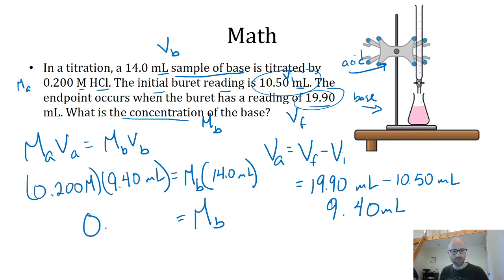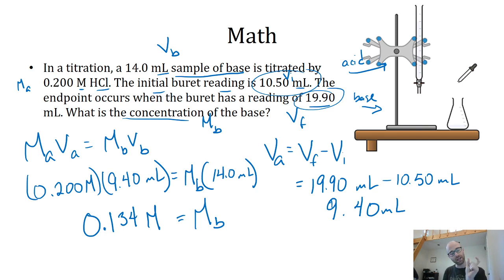The concentration of the base, as we've done the reaction, is 0.134 molar. Does this answer make sense? Keeping in mind that MAVA equals MBVB, the two are multiplied, but they are equal. This looks a little bit like Boyle's law, that relationship. And remember, in Boyle's law, the two variables are inversely related. This should make sense here.